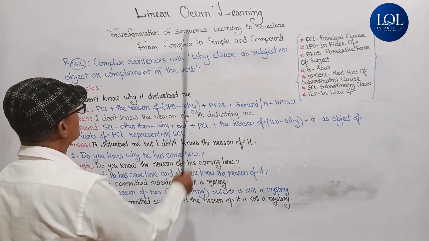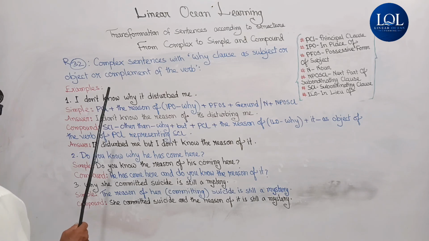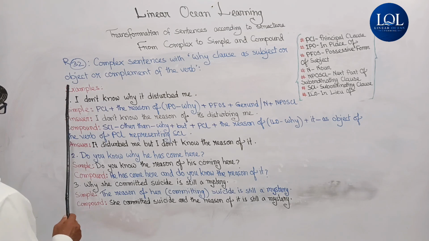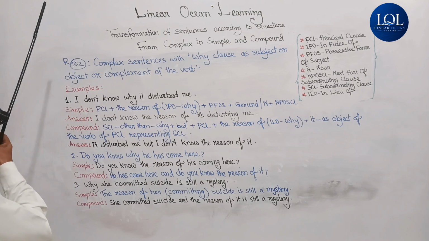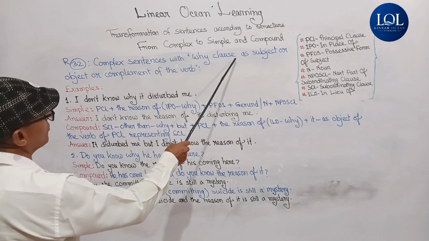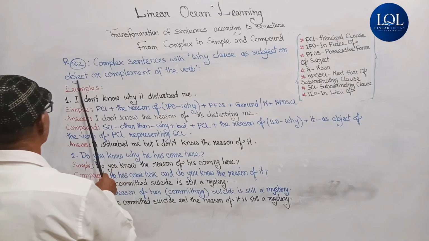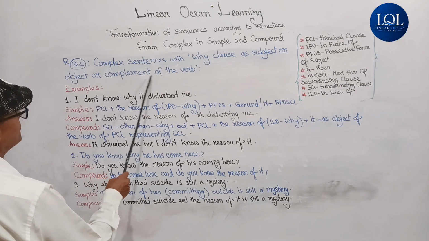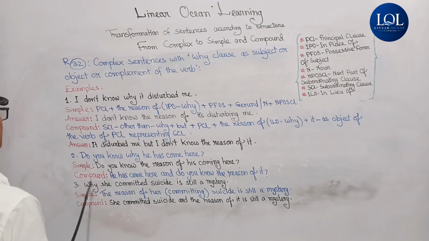Complex to compound. Today I will present before you a very short video, and it is on Rule 32: complex sentences with Why clause as subject or object or complement of the verb. There are 3 examples in this video.